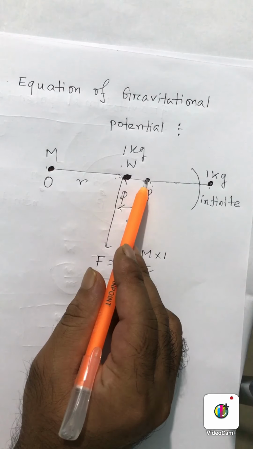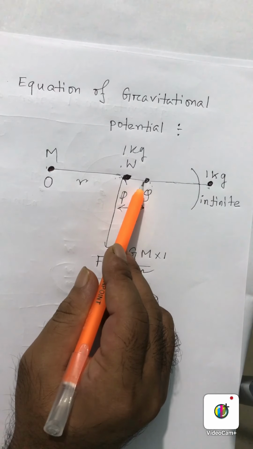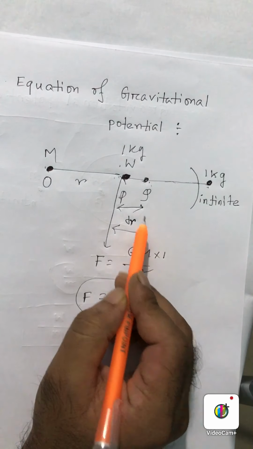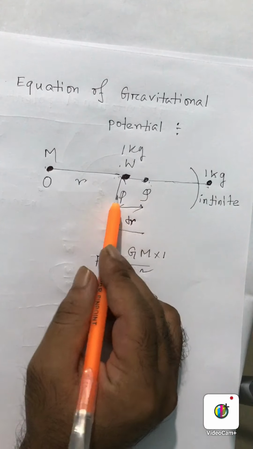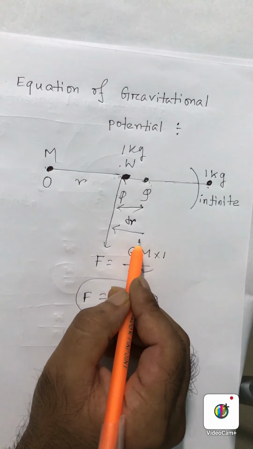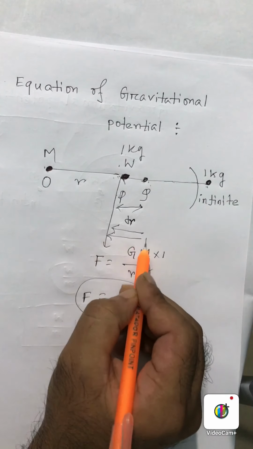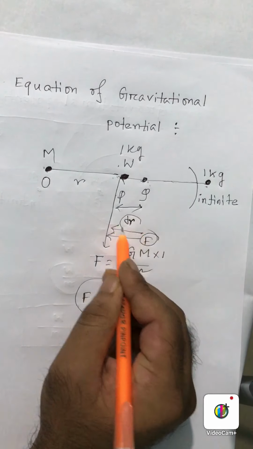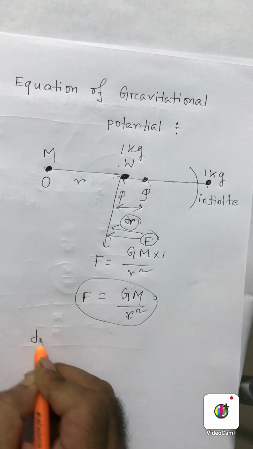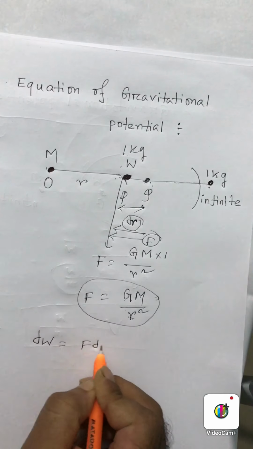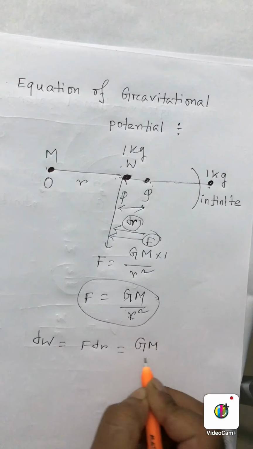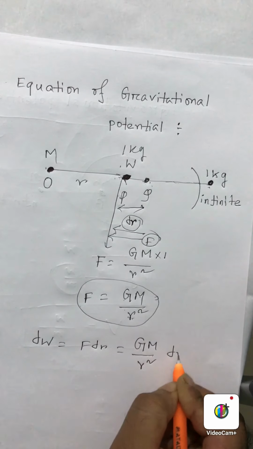So when the 1 kg mass is brought from Q to P, displacement occurs from Q to P, and the attraction force also acts from Q to P. So force and displacement are in the same direction. So the small work done dW equals F dr, where F equals GM by r squared, so dW equals GM by r squared into dr.